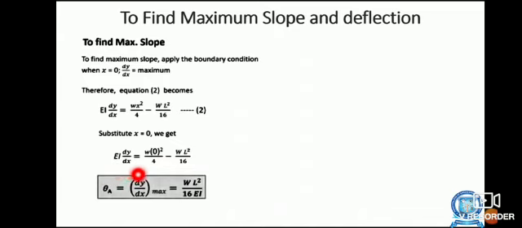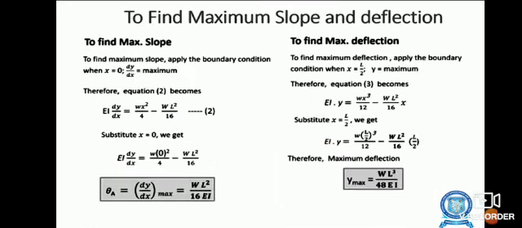Theta is equal to dy by dx equal to maximum WL square divided by 16 EI. We neglect the minus sign for the slope at A, as the slope at A is positive. So we neglect the minus sign of the slope value minus WL square by 16 EI. That is the value.